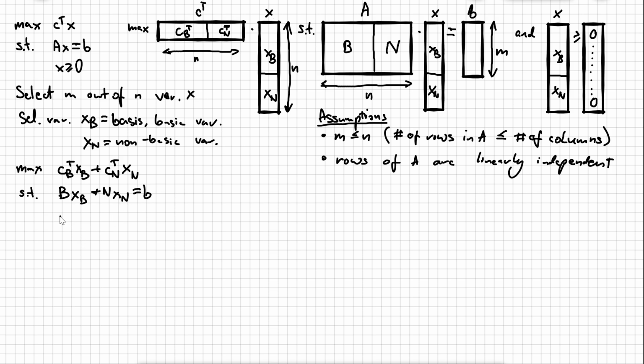And then, of course, I could say here x greater than or equal to 0, but remember x includes the xb and xn variables, so all of them, right? Maybe actually let me break this down. xb greater than or equal to 0, and the same thing, xn greater than or equal to 0, right? So this is important to realize.